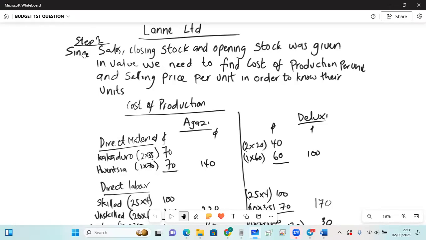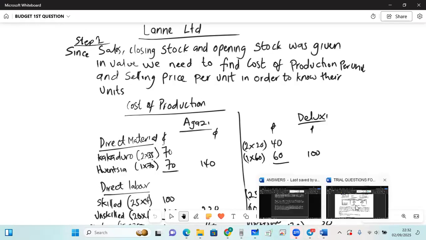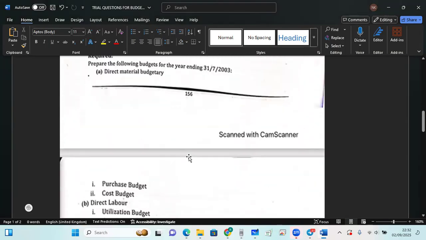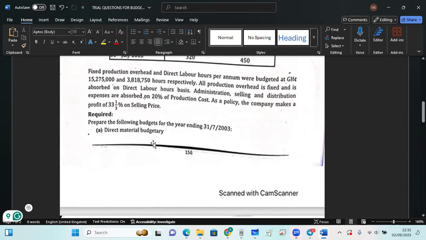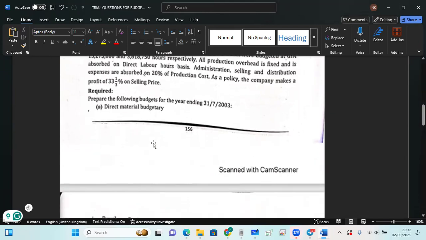All right, so I stated here, so that if you are not even hearing me, you can just read this and get it. So since sales, closing stock and opening stock were given in value, we have to find the cost of production and also find the selling price for us to get the units. Because for us to prepare the production budget and the likes, we have to know the units. Because if you don't know the units, you don't know the number of units you are going to produce. You have to find the units.